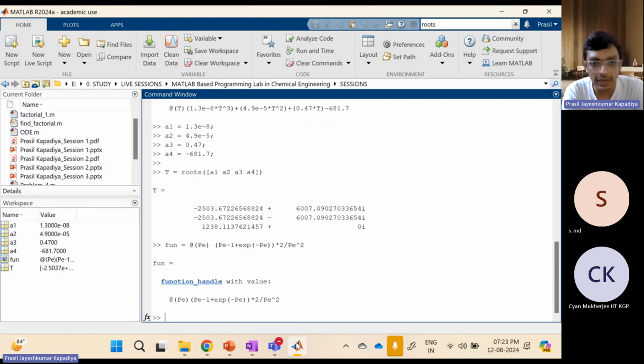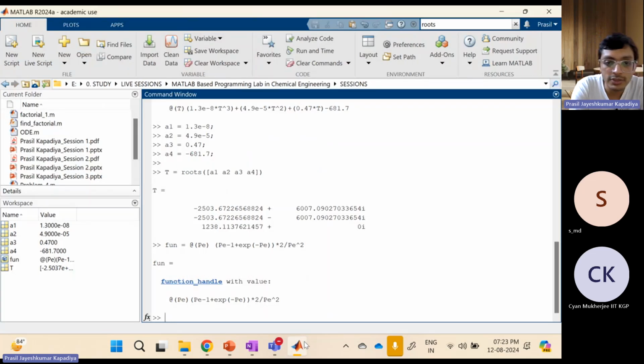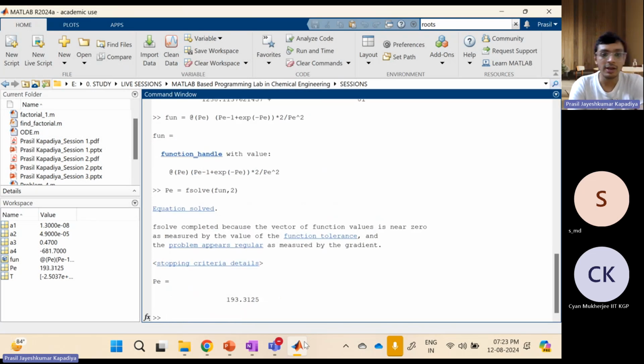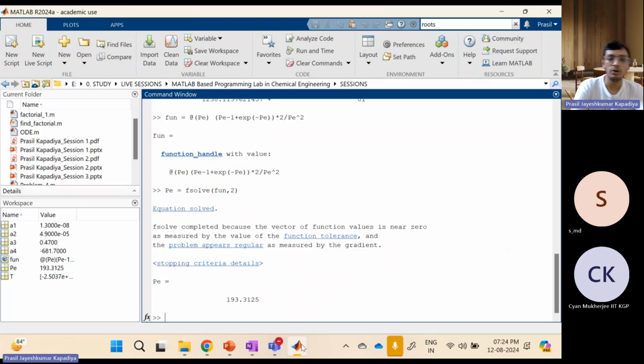I will use the fsolve command that was told to us, I guess, or fzero. Let me check it. It is the fsolve command. So my solution Piclet number is equal to fsolve of my function, comma, initial guess. I don't know what the answer can be, so let's just take some random number, 2. I got the answer 193.3125. So this is my solution.